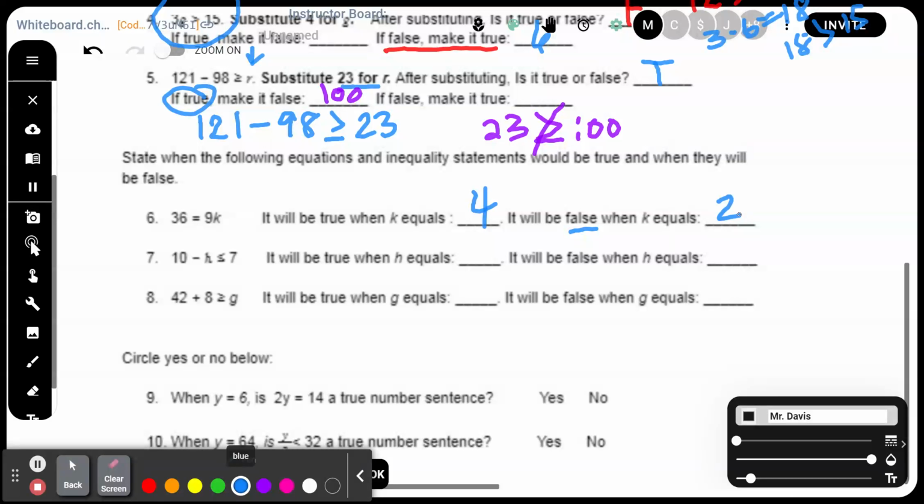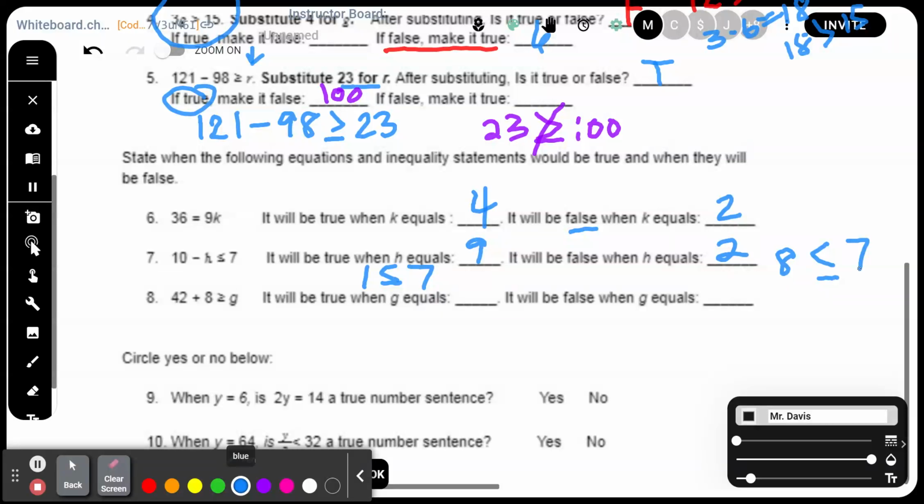Next one, I'm going to substitute a value for h, so that when I subtract 10 minus whatever h is, it will be less than or equal to 7. I will go with 9. When I subtract 9 from 10, I get 1, and 1 is less than or equal to 7. And then to make it false, I could put in something like 2, because 10 minus 2 is 8, and 8 is not less than or equal to 7. So I've just made it false.